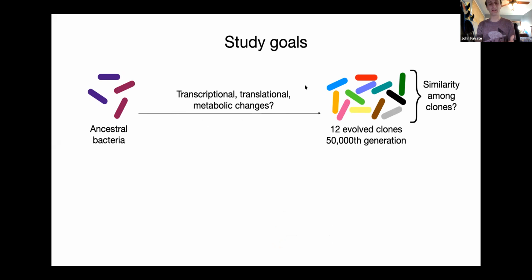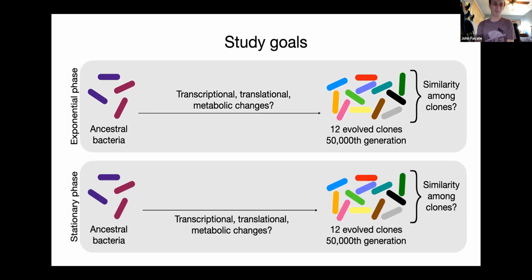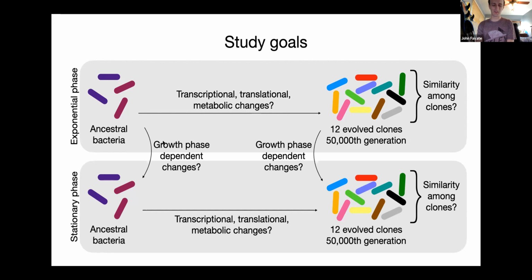But this actually gets more complicated, right? Because the molecular traits we're looking at here can change minute to minute or even second to second, as opposed to the genome, which takes much longer to change. And we know that the bacteria in the LTEE experience 2 distinct growth phases, which are exponential and stationary phase. So we can make these measurements in the exponential phase, but we can also make the same measurements in the stationary phase. And once we have all of this information, we can start to look at growth phase dependent changes. And then we can also check to see if growth phase dependent changes from the ancestral bacteria are the same in the evolved bacteria. Are the evolved bacteria different among each other? There's a lot of different comparisons we can make here, and I intend to make all of them.